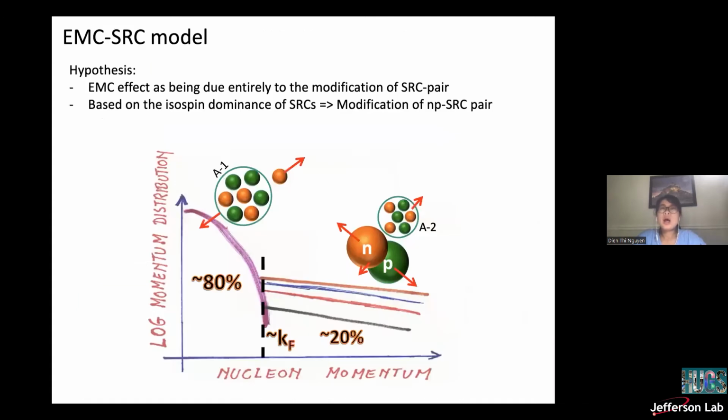So we come up with what we call the EMC-SRC model. The hypothesis in this model is that the EMC effect is entirely due to modification of the SRC pair. So a nucleon only modifies when it is in the SRC pair, only when it has high momentum, then it modifies. This is the hypothesis of this model we are working on.